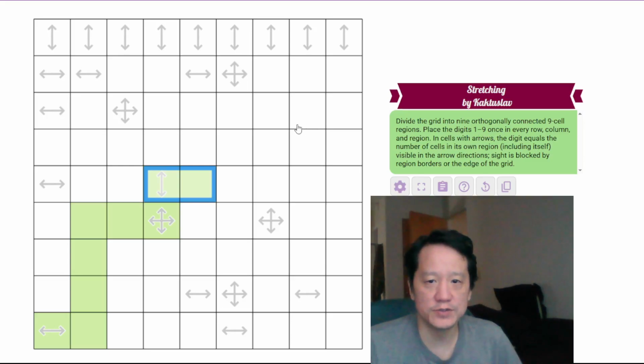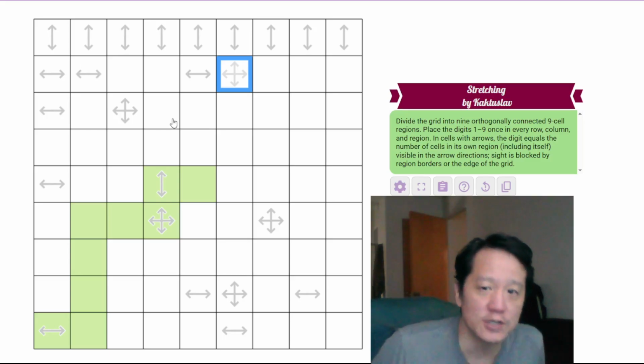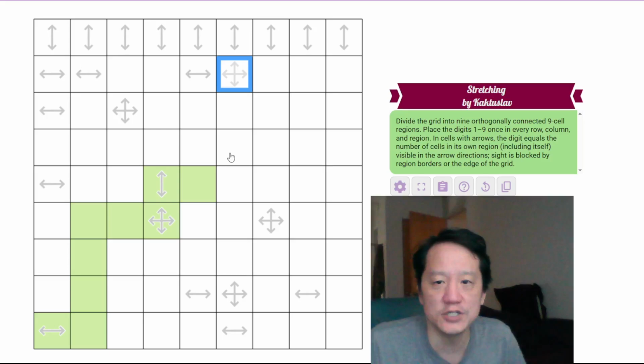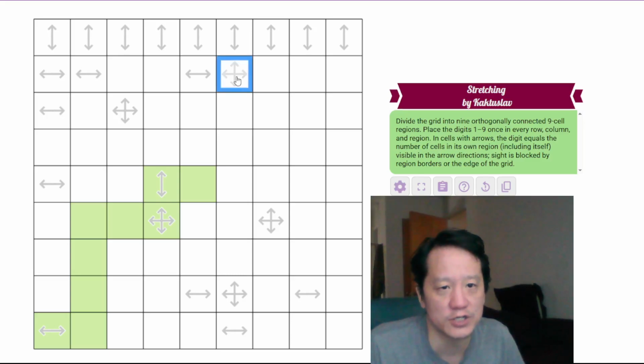In cells with arrows, the digit equals the number of cells in its own region, including itself, visible in the arrow directions. Sight is blocked by region borders or the edge of the grid. So in cells with arrows, the digit equals the number of cells in its own region, including itself, that is visible in the arrow directions.